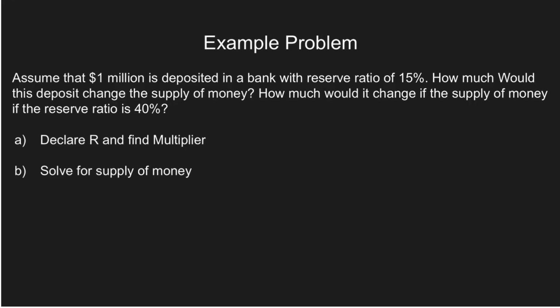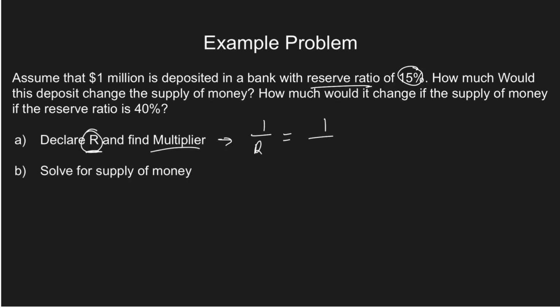I know there's already a video on the taxation multiplier and government multiplier, so this one is about the bank multiplier. To start, we have to declare what our R is and find our multiplier. It's pretty easy. It gives you your reserve ratio. That's what your R is. The reserve ratio is 15%. So our multiplier equation is just 1 over R. Easy enough.